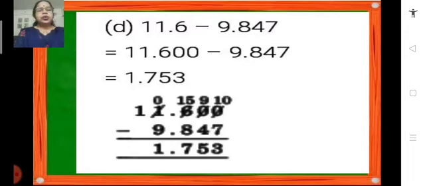Students, you can observe that we are doing the subtraction by borrowing as we do in whole numbers. Just in the right place, you have to put the decimal point. Otherwise, the subtraction is similar to the subtraction of whole numbers.